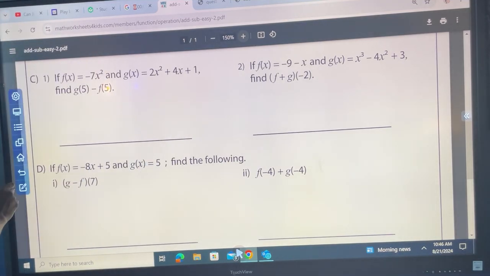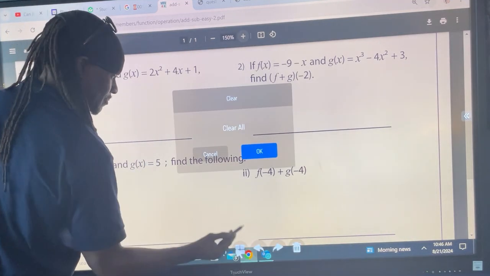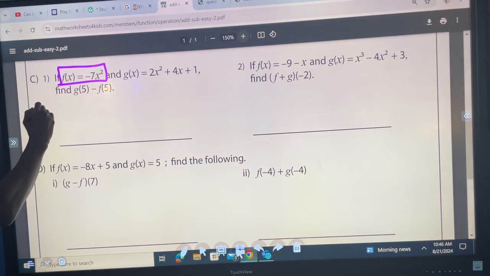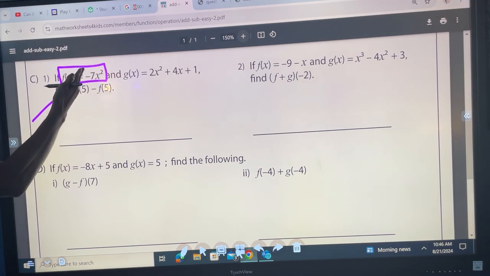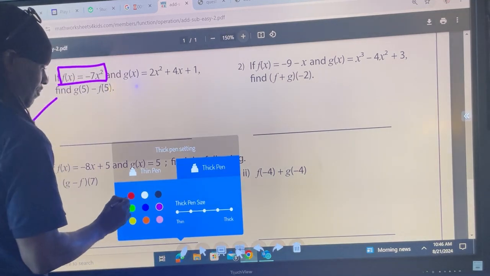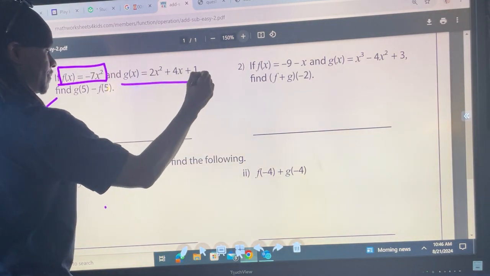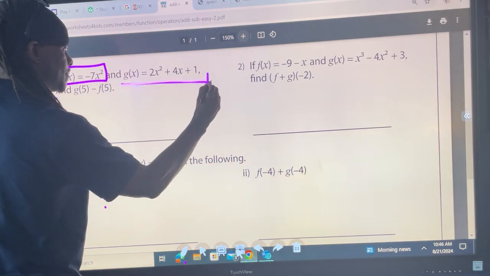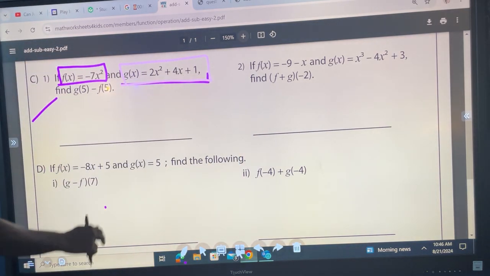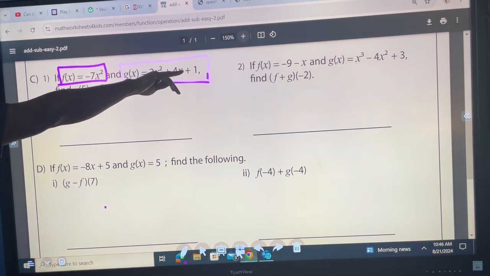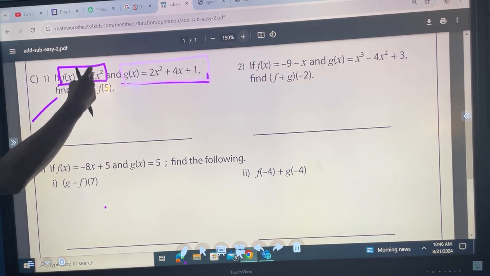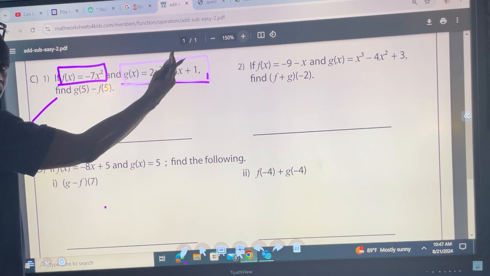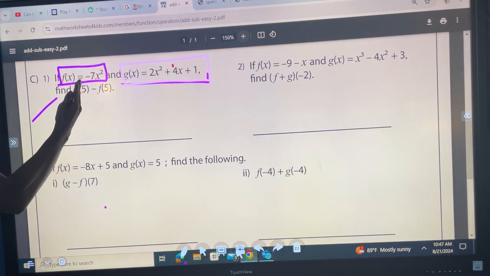I could do it this way, so you can see the difference between the two. Anytime we see the f of x line, it's going to be negative 7x squared. And then if you have an additional line, the g of x here will be 2x squared plus 4x plus 1. So what you'll do is find the g of x value and subtract it from the f of x value.